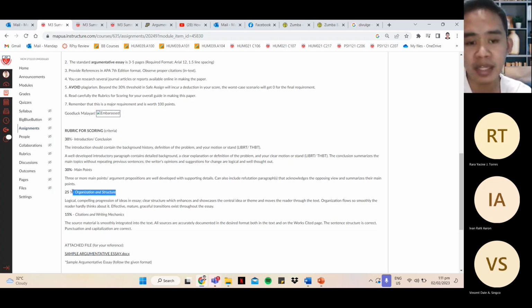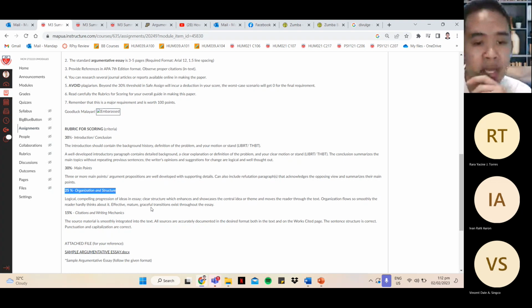25% for organization and structure. It should be a logical, compelling progression of ideas in the essay, with a clear structure, which should enhance and showcase the central idea or theme. Okay, and the organization flows so smoothly that the readers think about it. So madaling intindihin, hindi siya ambiguous. In other words, it's well structured or should be organized.